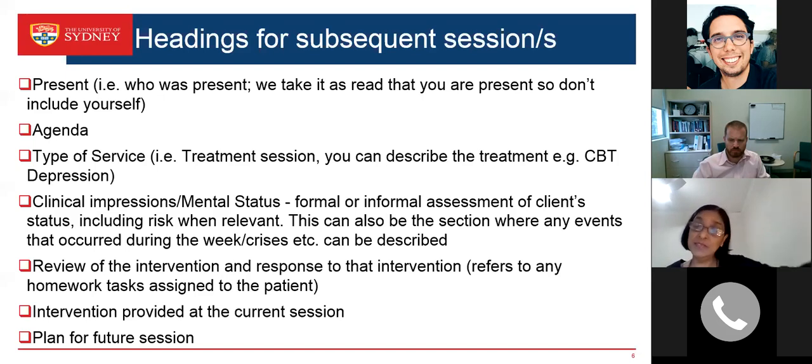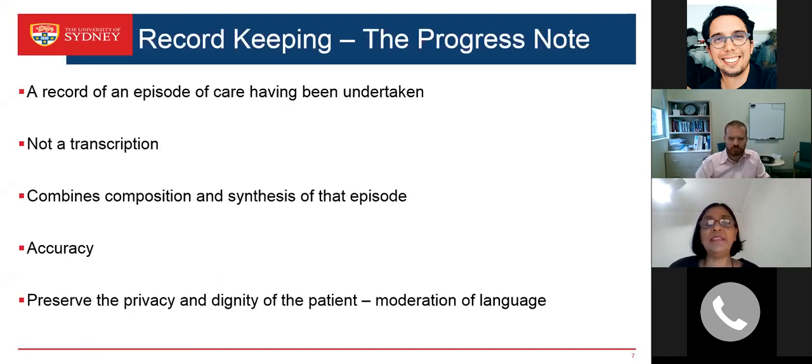Reviewing what did occur in the previous session, what was provided in this session, and what's going to be done in the next session. So they're the headings that can guide subsequent progress notes. And this is now what we need to keep in mind.